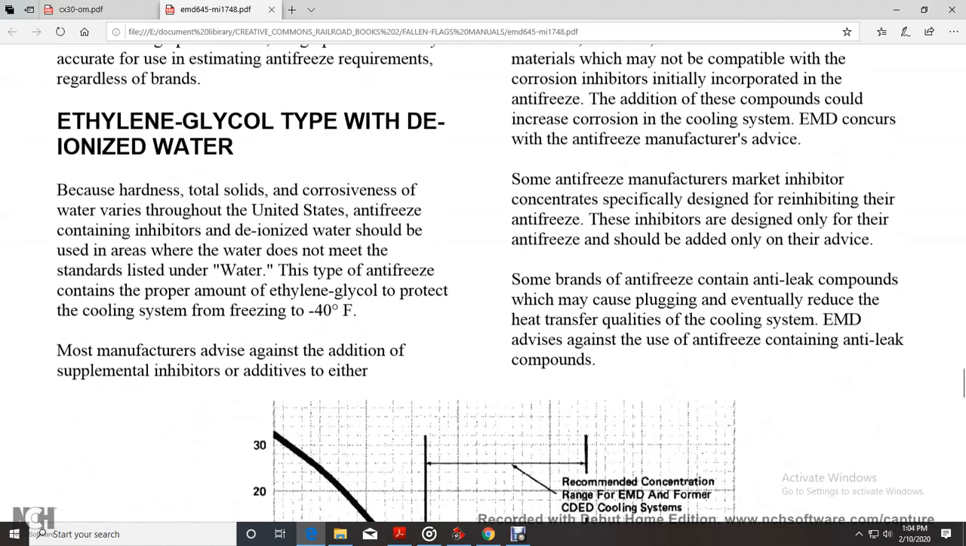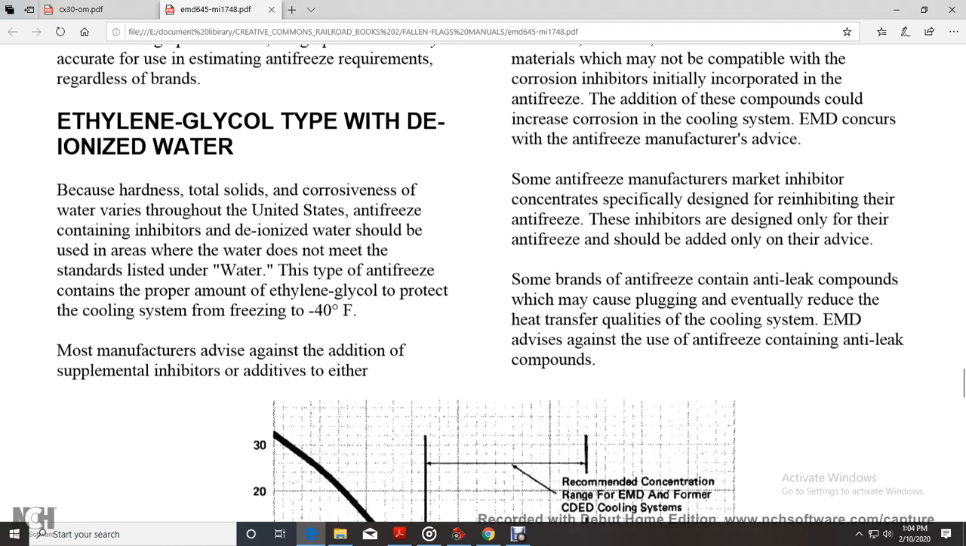Ethylene glycol type antifreeze should be mixed with deionized water because the hardness, total solids, and corrosiveness of the water varies throughout the United States. Antifreeze containing inhibitor and deionized water should be used in an area where the water does not meet the standards listed, with the antifreeze containing a proper amount of ethylene glycol to protect the cooling system from freezing at negative 40 degrees Fahrenheit.